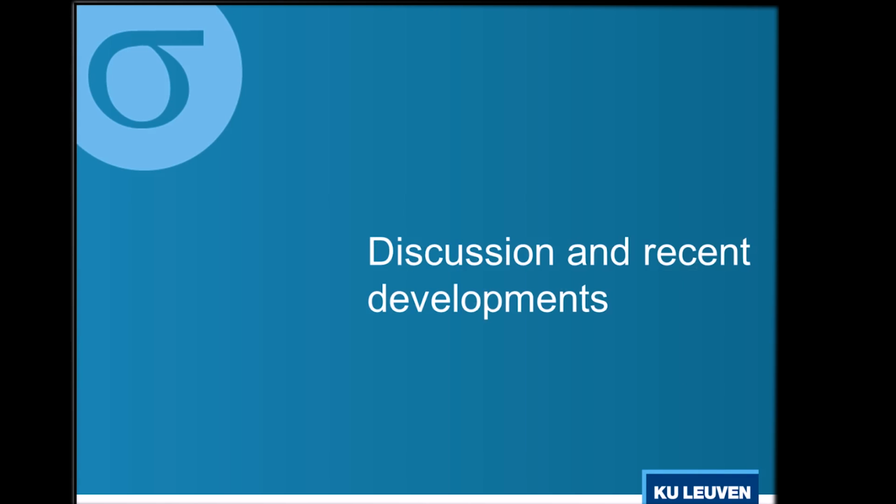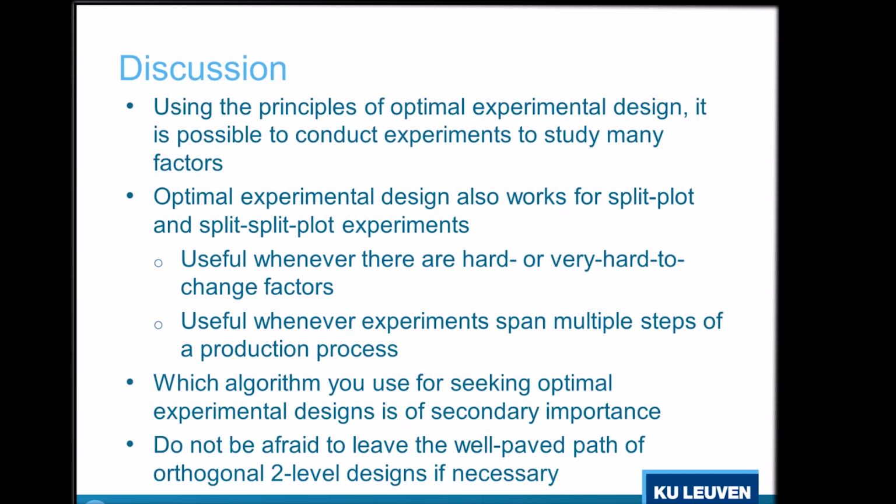Then I reach the discussion part of the presentation, and first of all, on the next slide here, I just give a summary of what I just said in the past 40 minutes. Using the principles of optimal experimental design, it's possible to conduct complex split plot and split-split plot experiments. And this is very useful whenever you have hard-to-change factors and whenever your experiment spans multiple steps in a production process, as in the polypropylene experiment, as in the cheese-making experiment.